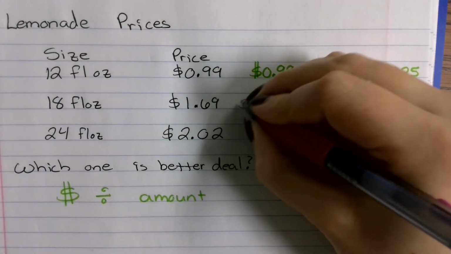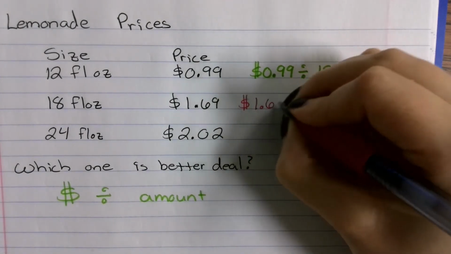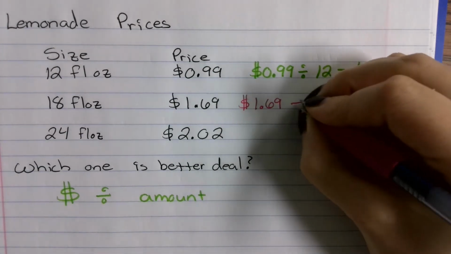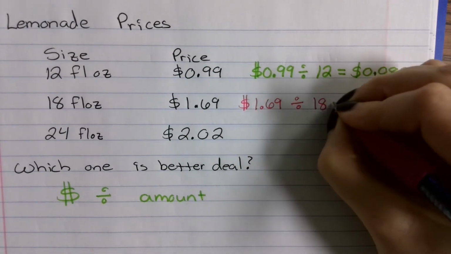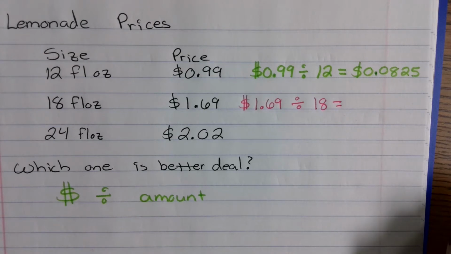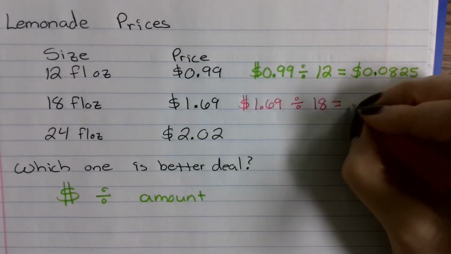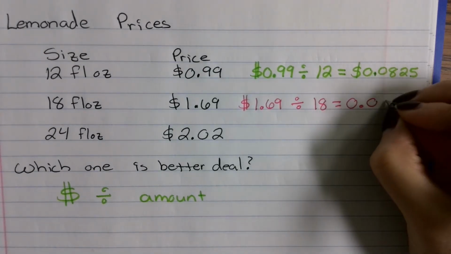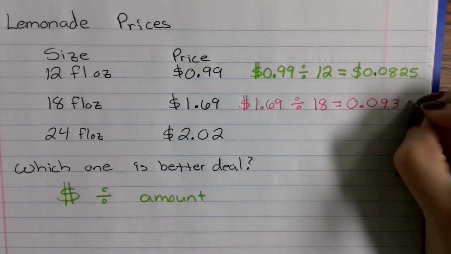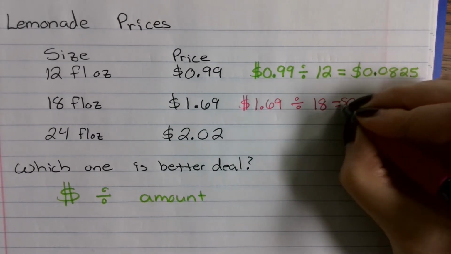Okay, let's do the same one here. We're going to take $1.69 and we're going to divide it now by 18. When we do that, we're going to get 0.0938, and that 8 is going to keep repeating.